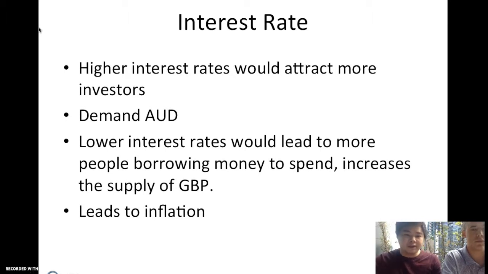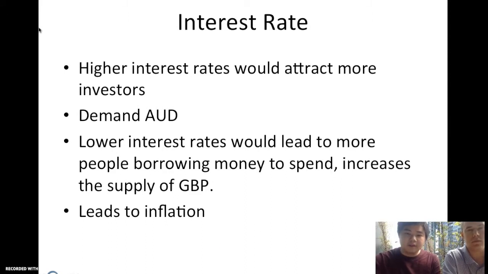They have to purchase AUD in order to invest in Australia. So this increases the demand of the Australian dollar, which would cause it to appreciate against the British pound. Now, the UK has a relatively low interest rate. What would this do? It would lead to consumers borrowing more money and they would have more spending power. More spending power means that the economy is going to be growing, and this would lead to the inflation of the UK.